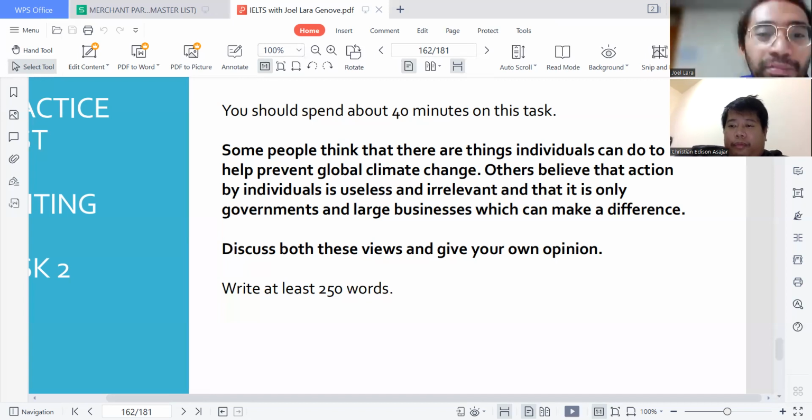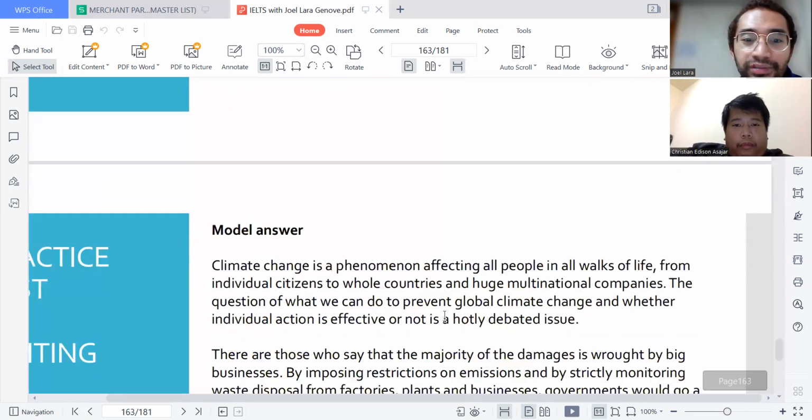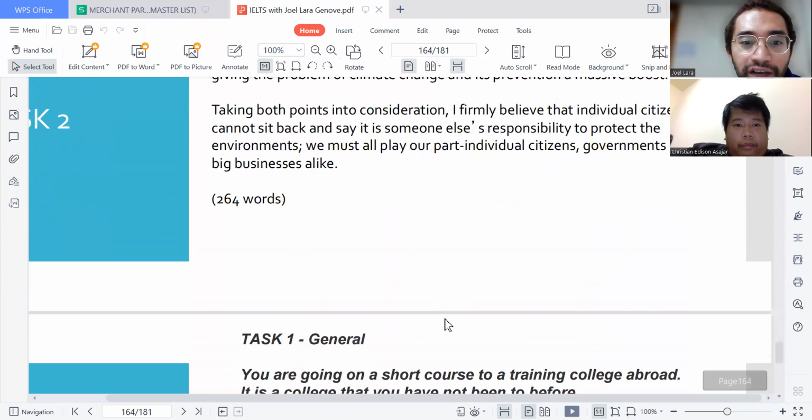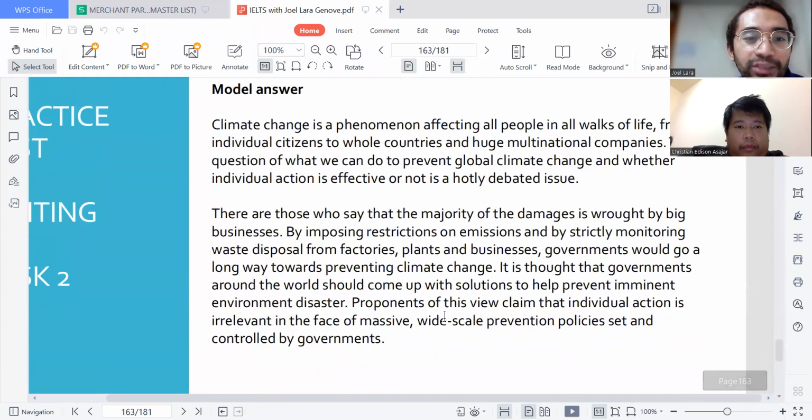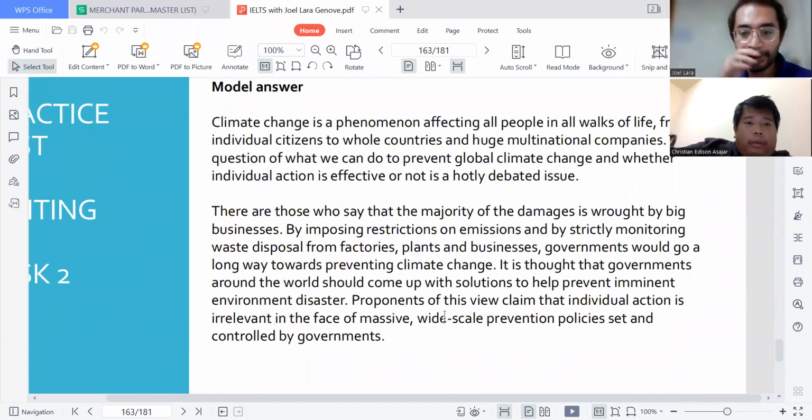All right, let's read the sample answer here. One, two, three, four. Four paragraphs. Christian, read the first paragraph. This is your opening. Climate change is a phenomenon affecting all people in all walks of life, from individual citizens to whole countries and huge multinational companies. The question of what we can do to prevent global climate change and whether individual action is effective or not is a hotly debated issue.